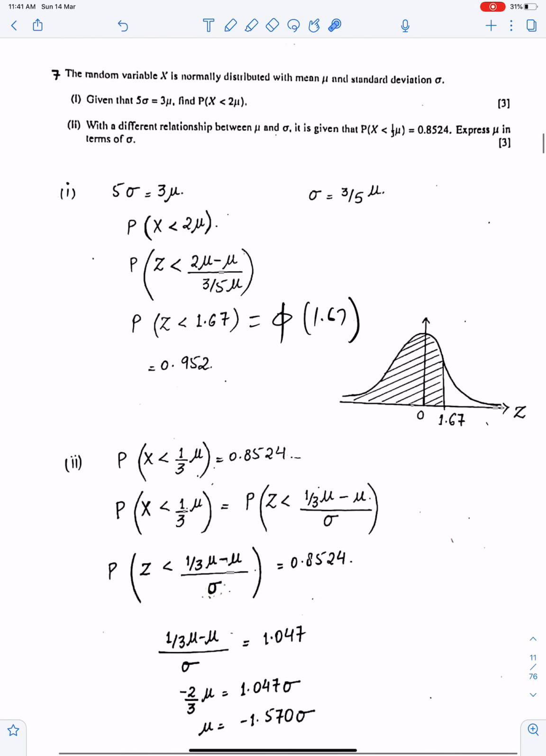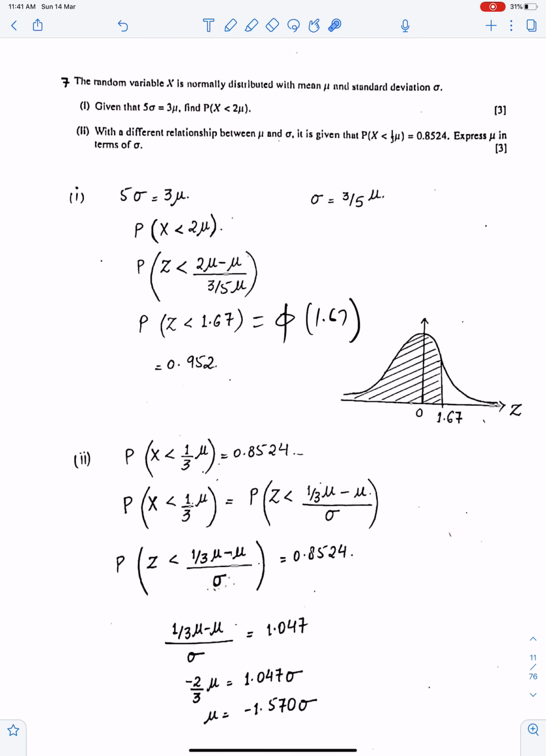Now, next question number 7. The random variable x is normally distributed with mean mu and standard deviation sigma. We have this probability equation, and with the help of these two, we can easily get mu and sigma. We need this probability, x less than 2 mu. When you convert this into z, you get 2 mu minus mu over sigma. When you simplify this, you get 1.67. This is the larger area, so this must be phi, and this is 0.952.